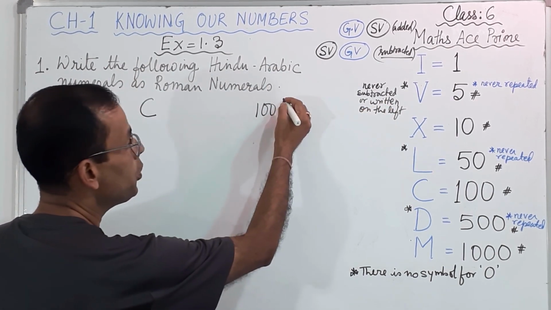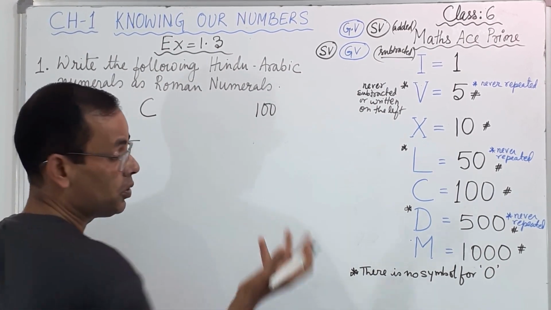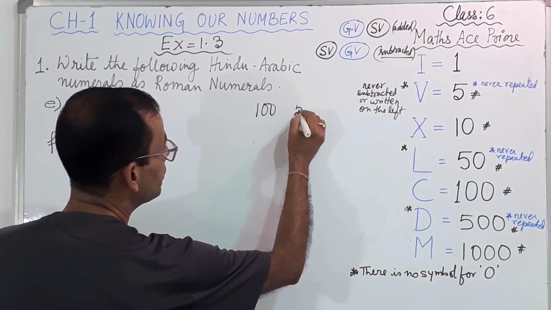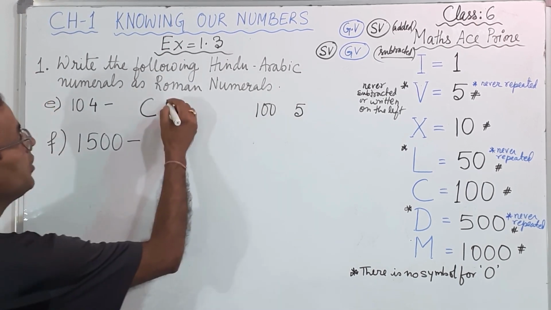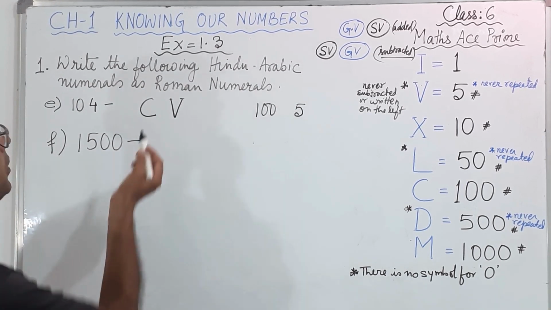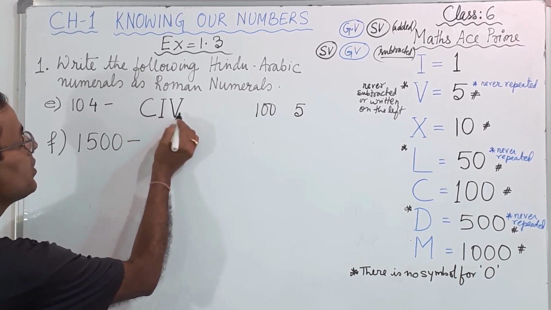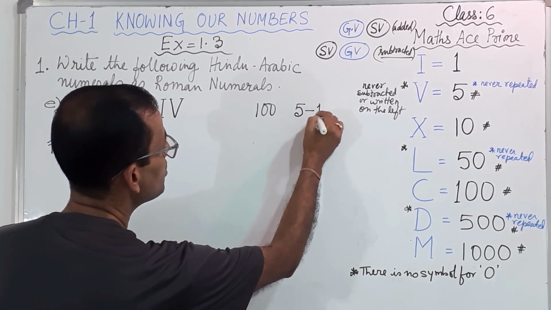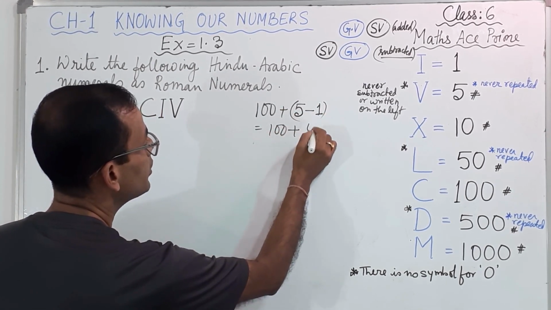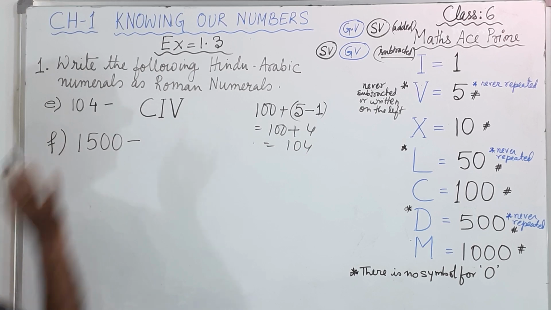For 4 you cannot put I 4 times. So you have to put 3 times. So 3 times it will be 103. So what will you do? You can put here, see, 5. Understanding or no? So 5 means V. And V is the greater value, before that if you put I here, that means 5 minus 1. Okay. And then if you add it, 100 plus 4, so it becomes 104. Clear no? So CIV. Clear?